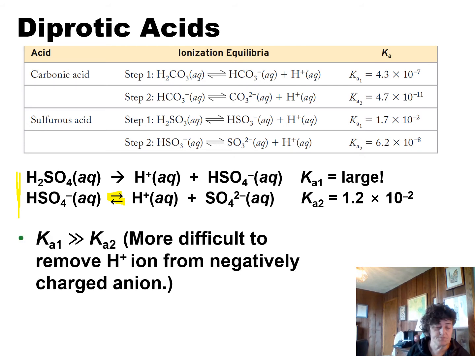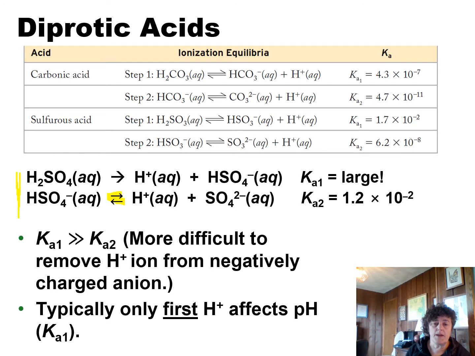The reason why the first Ka is typically much larger than the second is that it's harder to remove an H plus ion from an anion that's already negatively charged, since you're trying to make it more negative. Consequently, because of the huge numerical difference between the two constants, only the first one is important to calculate the pH. So if you have a diprotic acid and they ask you to do the calculation for the pH, basically you need to pretend that it's monoprotic and just focus the math on the first dissociation.